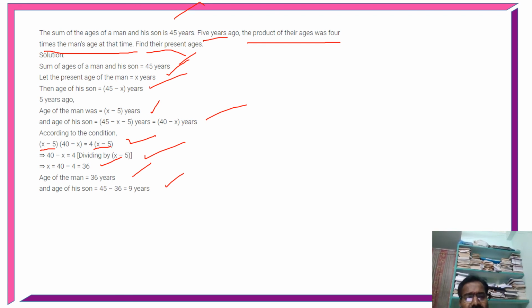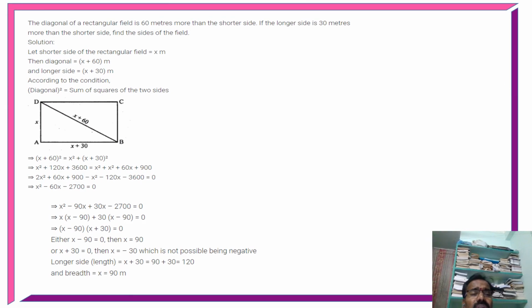In this manner we can find whatever value we need. In this case we can cancel directly, students, but in every case it may not be possible. If not possible, we will multiply, frame the quadratic equation, and find it. If it is negative, we don't take it. Age is never negative, so positive we will take according to the condition. We will find the present ages of the man and son accordingly. Let us go with the next slide, students. In the next slide, the diagonal of a rectangular field is given.